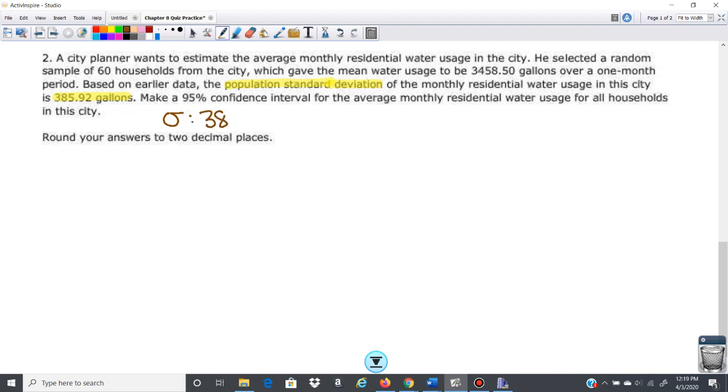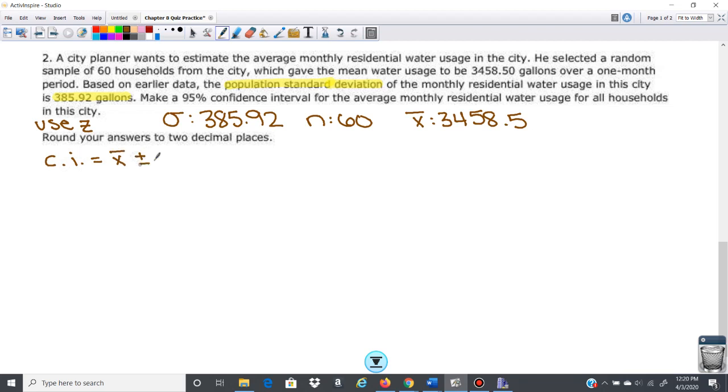So 385.92, population standard deviation is known. We will use Z. Okay, we're also given the sample size of 60, and our sample mean is 3,458.5. So we want a 95% confidence interval. The confidence interval will be X bar plus or minus the margin of error. So we need to find the margin of error.